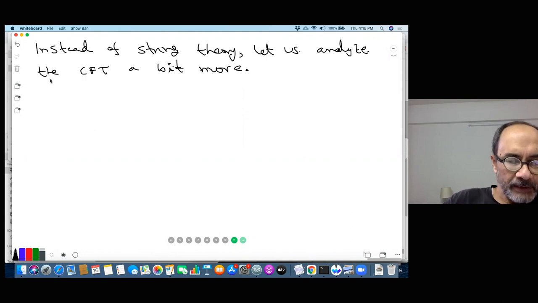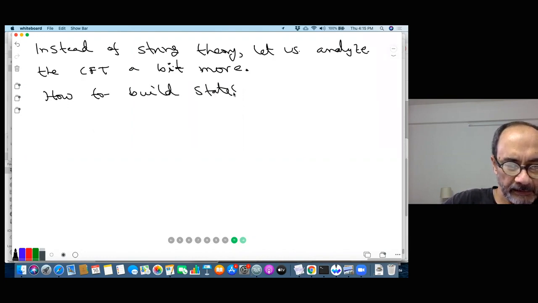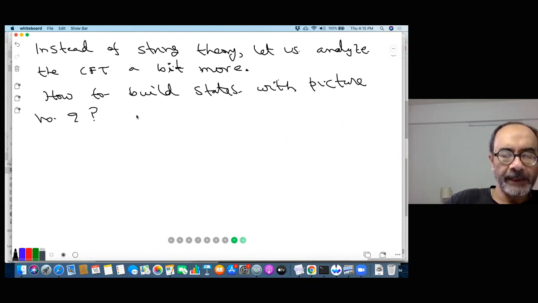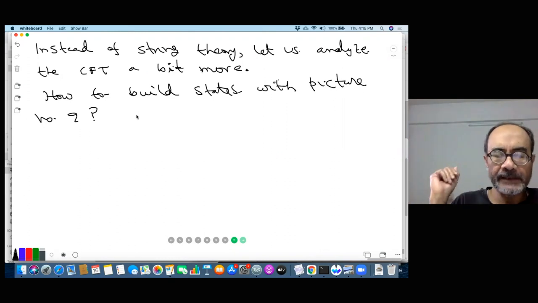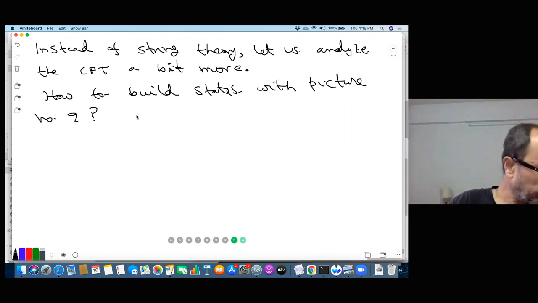Okay. So the question that we will study is how to build states with picture number Q. Suppose you want to build all possible states with picture number Q, how do you go about doing that?